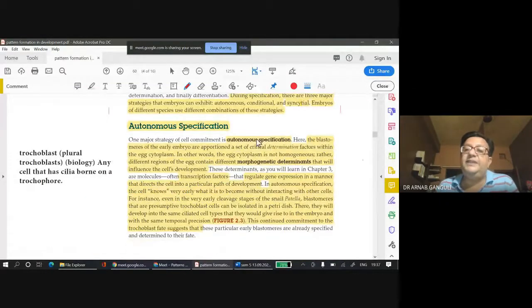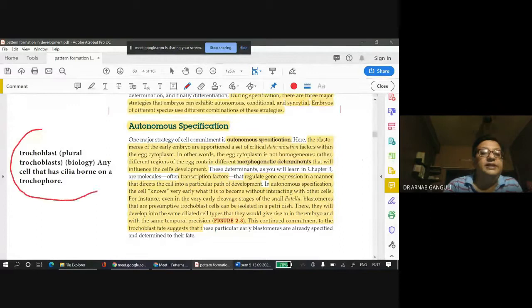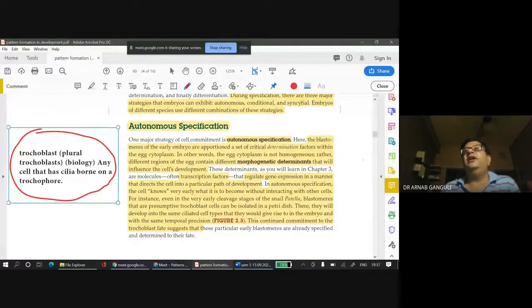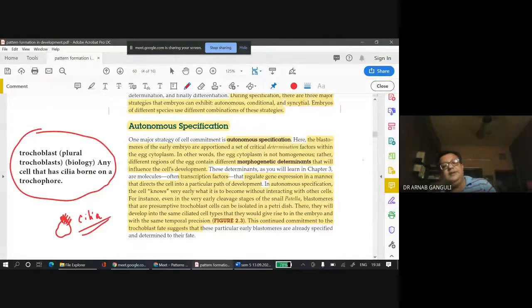Now this type of specification, the first step, can change. Before that, maybe I'll explain a term known as trochoblast. Trochophore is a molluscan larva. You must have read it in your invertebrates, trochophore larva. These trochophore larvae have got cells which have got cilia on the surface. They have cilia. They are trochophore cells.